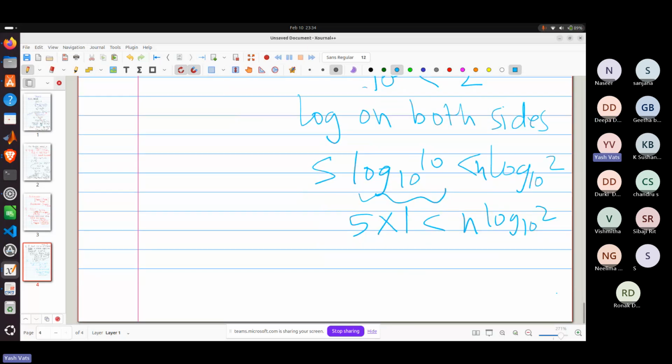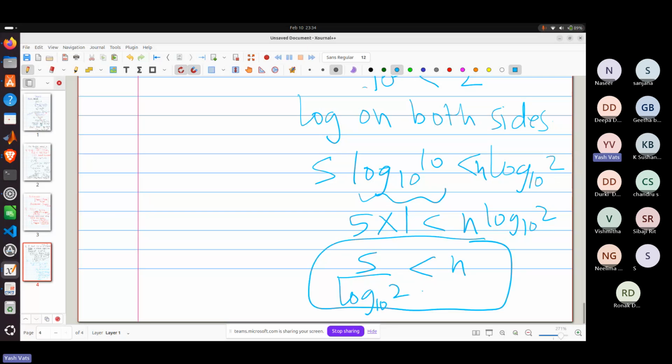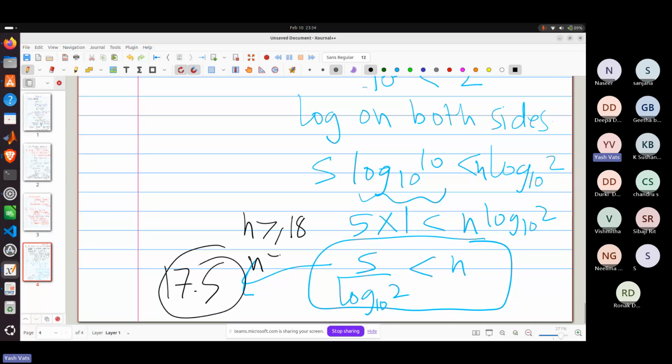And so n should be greater than 5 by log 10 2. And that's it. So n should be greater than or equal to this number. You just try to find out what exactly it is. I don't know if it is point something like 17.5. It may not be an integer, right? So just take your n to be 18, or just take your n to be greater than 18. But exactly you should take this because any integer above it works the same.